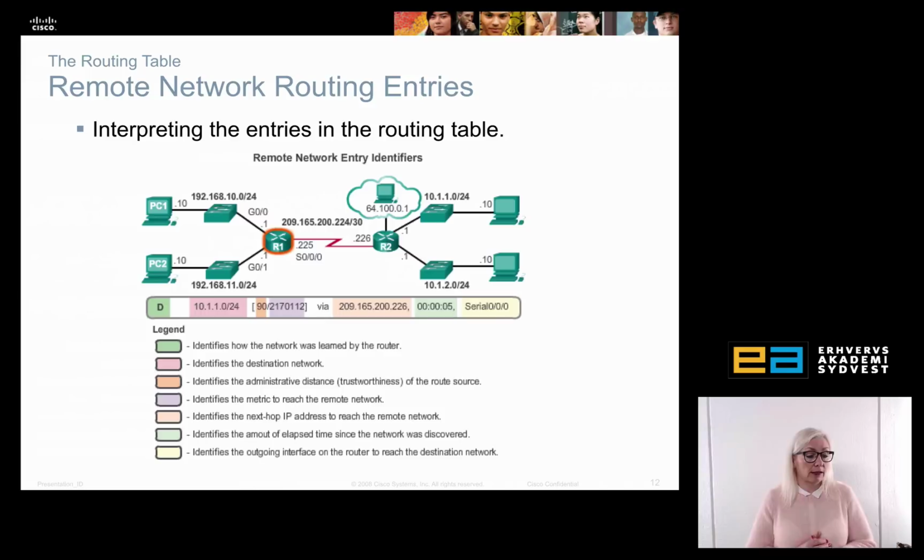But that is the way it calculates the best path. And then it identifies the next hop. To be able to go to this route, I need to send the information to 219.165.200.226, and then it will know what to do with the packet. Then we have the time it has been in the routing table and which interface I want to send my information out on.